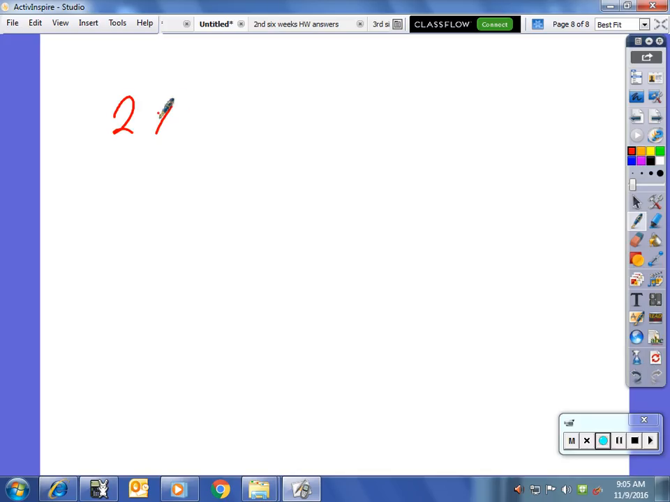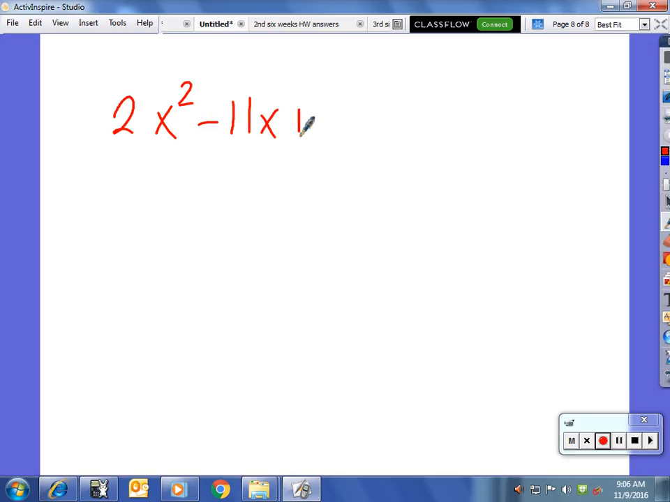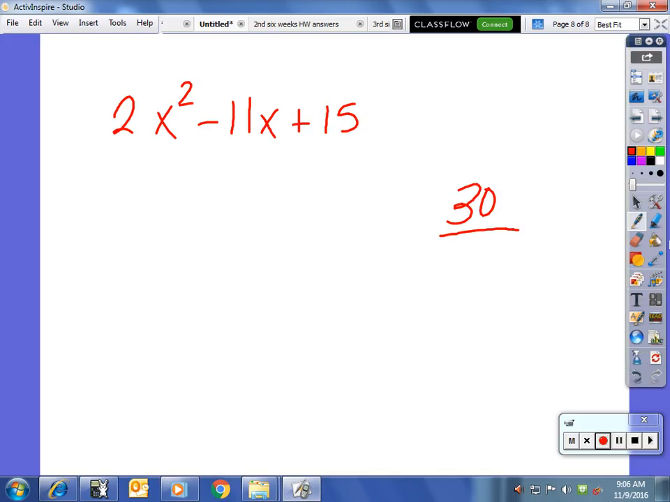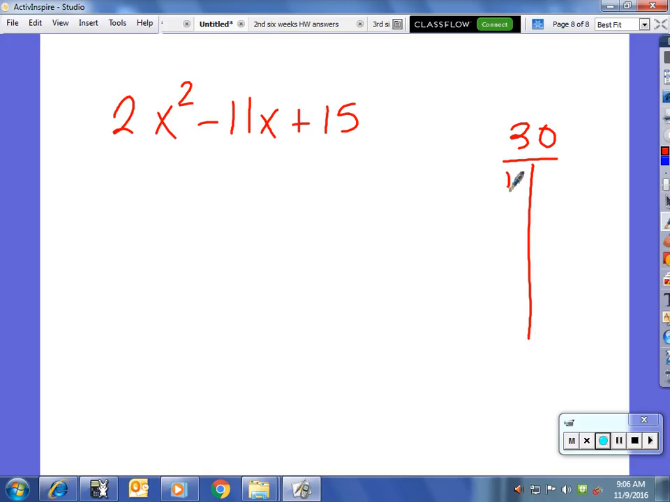How about this one? 2x squared minus 11x plus 15. You always need to look at your A and your C. You got to multiply them together first, signs and everything. So what's A times C in this problem? 30. So we're looking for the factor pairs for 30, not just for 15 on this one. Give me all the factor pairs of 30 that you can think of.